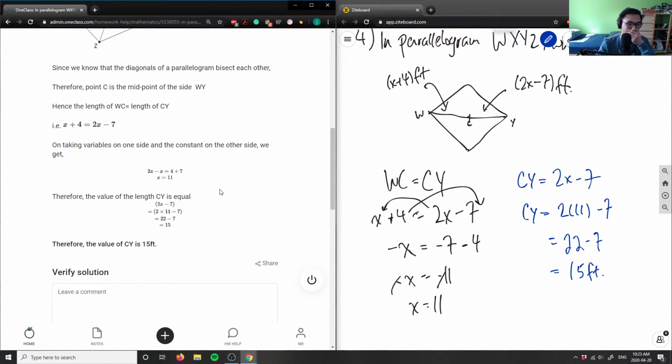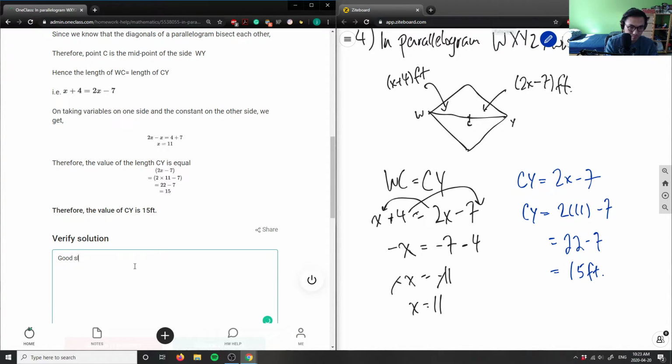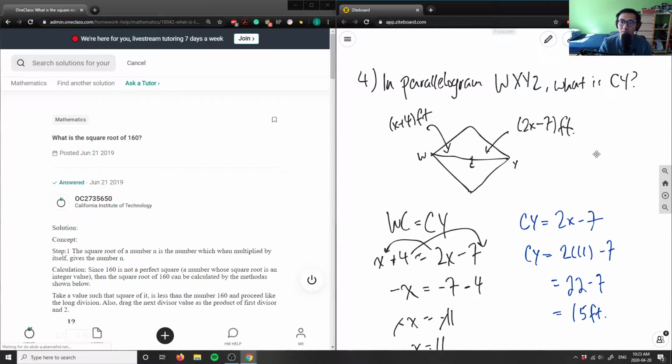I don't really like how they didn't show how they rearranged it, whereas I kind of showed my work here. So I'm going to say this is a good solution, but show work for the equation 2x. Actually, they did show work. From here to here they did show work. So let me just not put that. I'll just say great solution and analysis. The solution here is correct. Okay, so that's number 4.